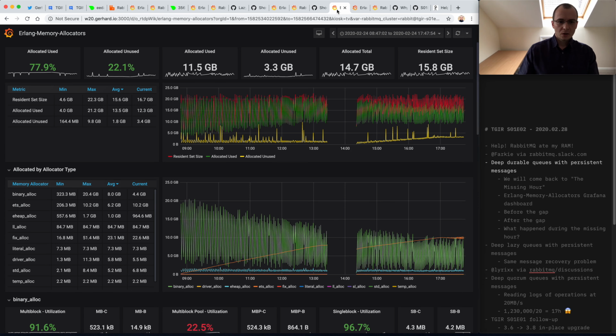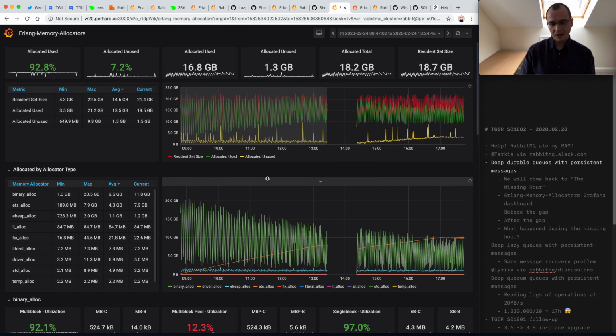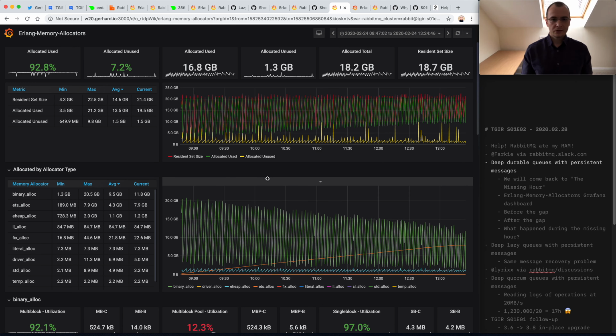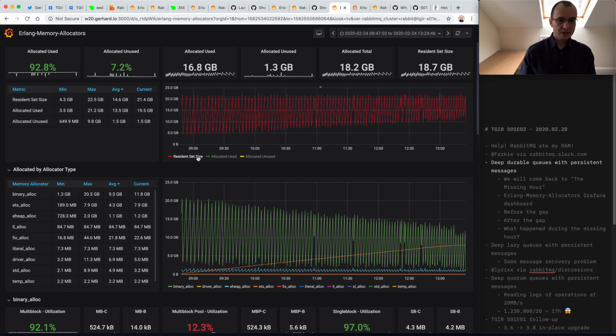So we have the same timeline that we had before here. So I'm going to zoom in on this one, which is basically before the gap. And again, we'll come back to the gap. And this is what the memory breakdown looks like from an Erlang VM perspective. And the resident set size is what the operating system sees.